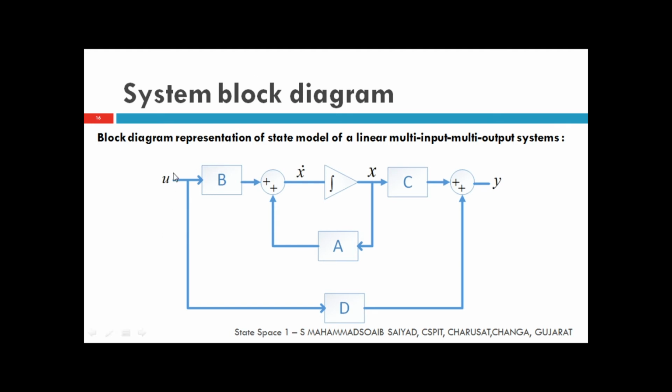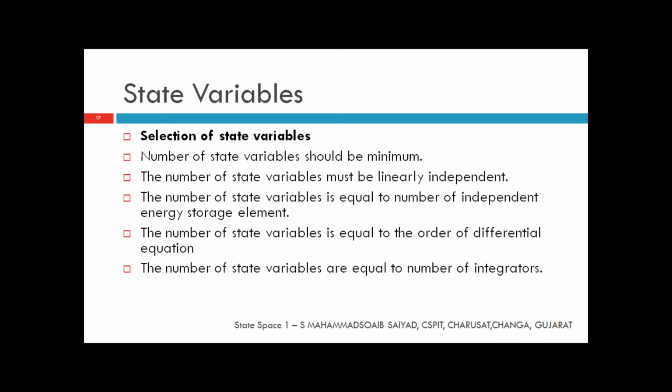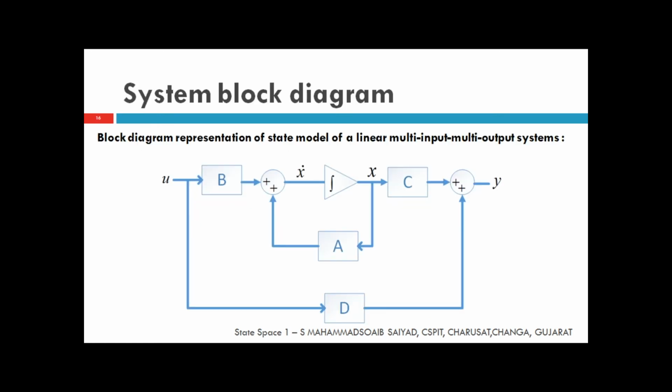Okay, so u is multiplied by B, and x dot is the integration. So this is the basic configuration of any system. Now I want to represent any system with some state space diagram or the state space equation. So first of all, what we have to do is select the state variables.